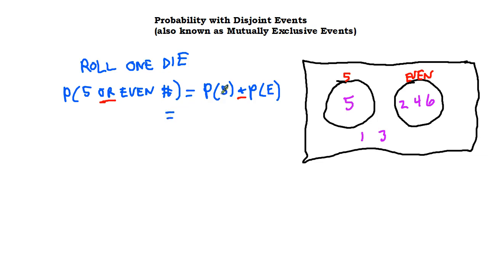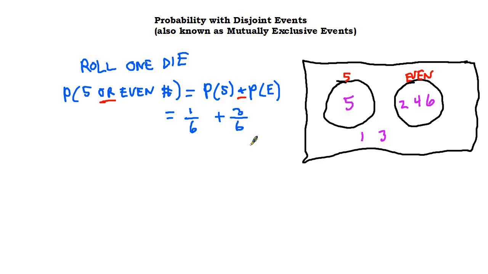So the probability of getting a 5: there's one way you can get a 5, and there are 6 possible outcomes on the die. So that means 1 over 6 is the probability of getting a 5. And then we will add to that the probability of getting an even number. Getting an even number means we get either a 2, 4, or 6. That's 3 ways out of 6 total. So we'll do 3 over 6.